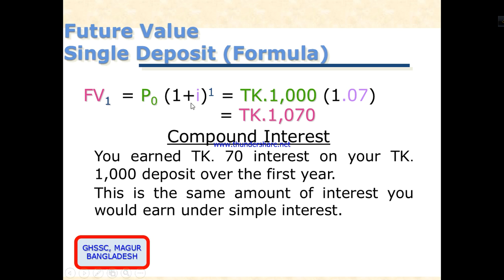Principal amount times 1 plus I to the power 1. In case of more years, it will be the number of years. It is interest, and it is the formula with the principal amount. For 1,000 taka, 1 plus 0.07, that means 1,070 taka. At the end of 1 year, we will get 1,070 taka by compounding interest.